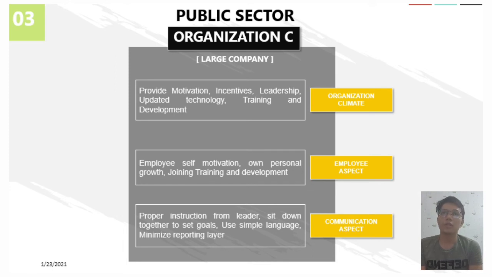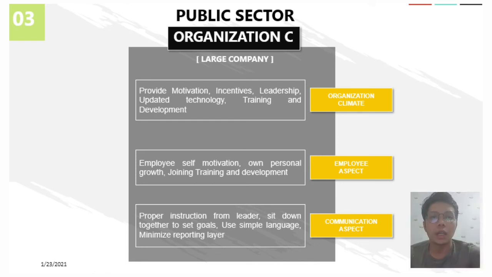This is maybe because there is only one language that has been used in the organization, that is Bahasa Melayu. In aspect of leadership, the leaders always give a proper instruction. They always sit down together to set the goals and use a simple language in the organization to avoid misunderstanding of the information. They always update on the project delivery and schedules through meeting and discussion.